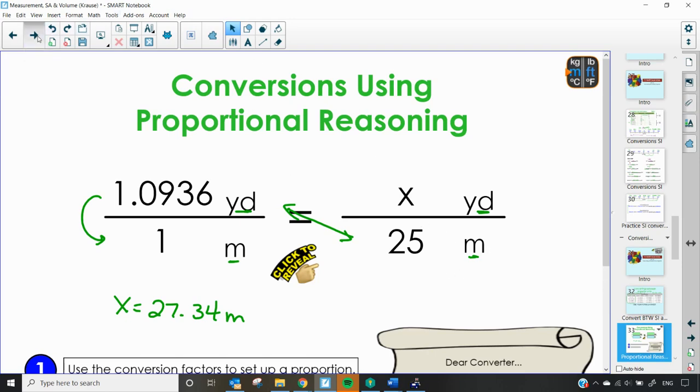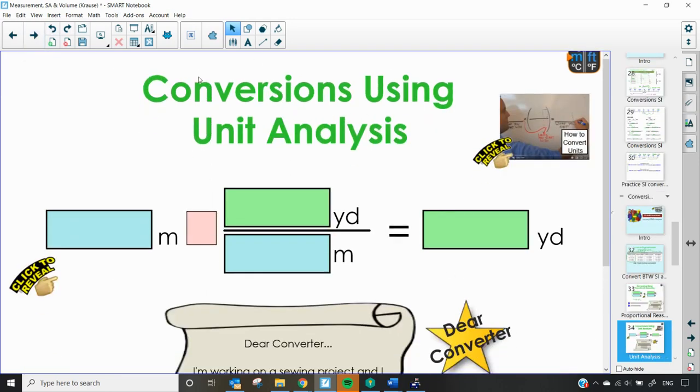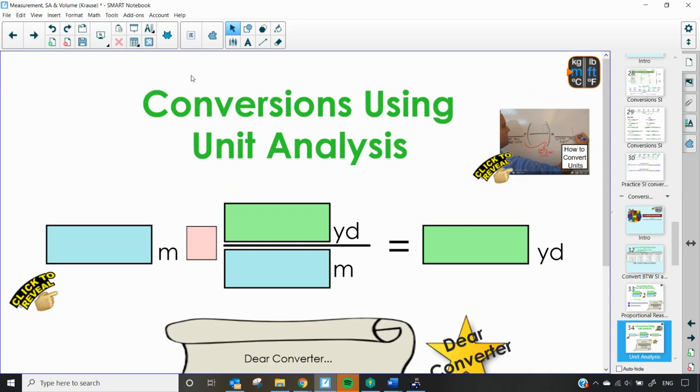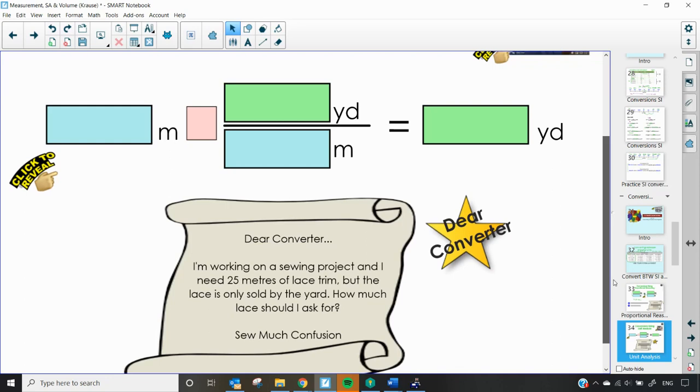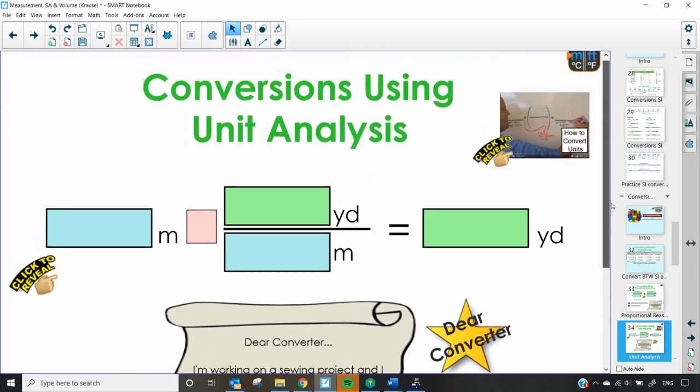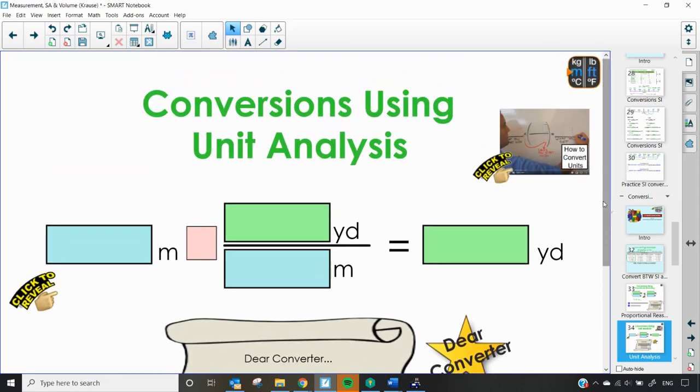Now, there is another method of solving, and this is the one that I actually use more often, and it's called unit analysis. Quite often in physics, you'll see this used, and you may have seen it done in science classes as well in junior high. But using unit analysis, essentially what we're doing is using the units to dictate our multiplication or our division. So we're going to use the exact same question from before, dear converter, and we're converting 25 meters of lace to yards, but we're going to use a different method called unit analysis.